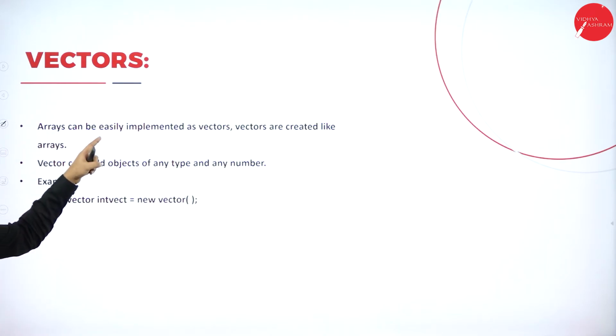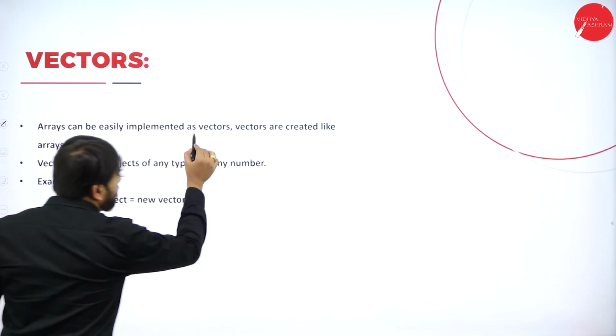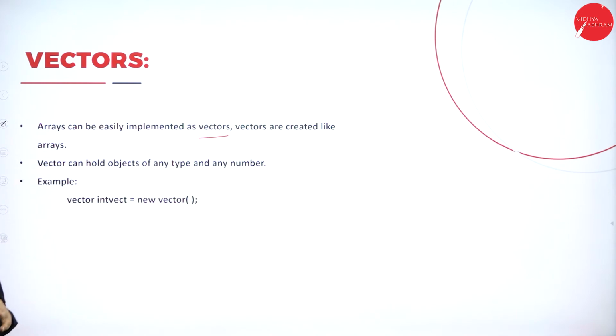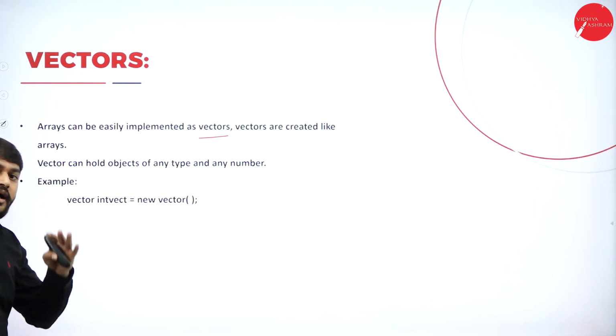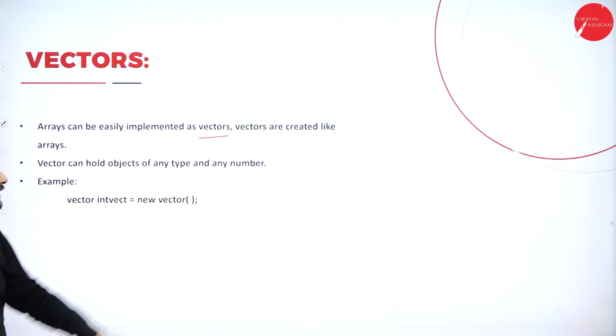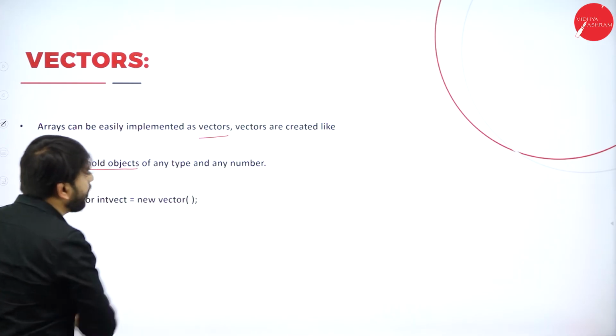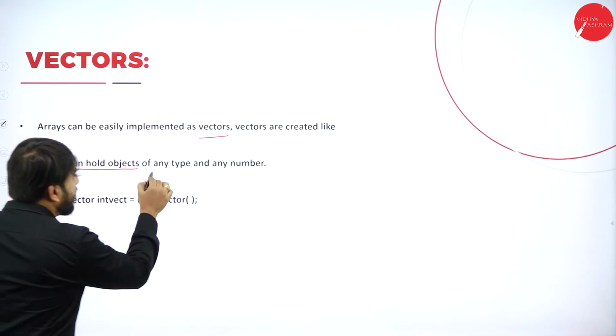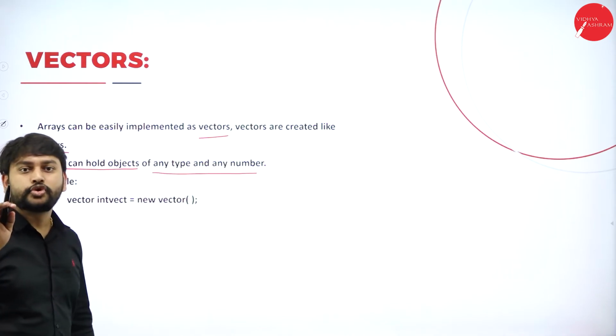So arrays can be easily implemented as vectors. I can convert the array to a vector easily. Vectors are created like arrays. Please understand, it's very important. A vector can hold objects of any type and any number. That is the most important.